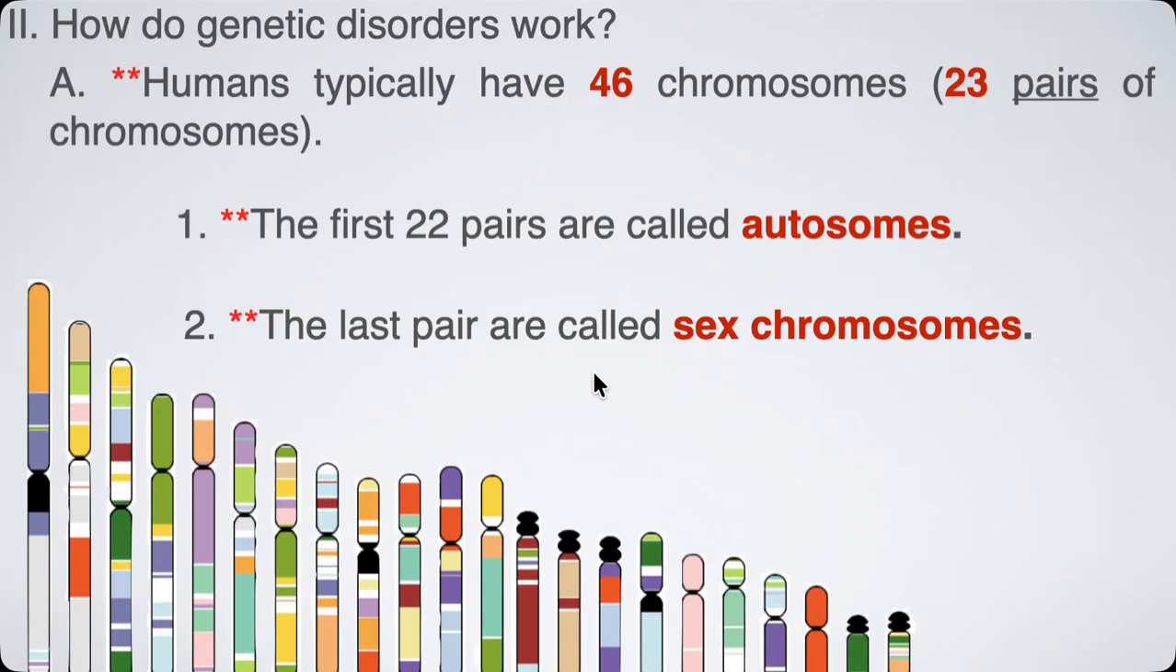The last pair, those are called your sex chromosomes. So here's an X and here's a Y. The sex chromosomes, when we talk about non-disjunction disorders in the next lesson, are going to be kind of important. They're kind of separated from the autosomes when we're talking about genetic disorders because they're separate and special and have their own issues.